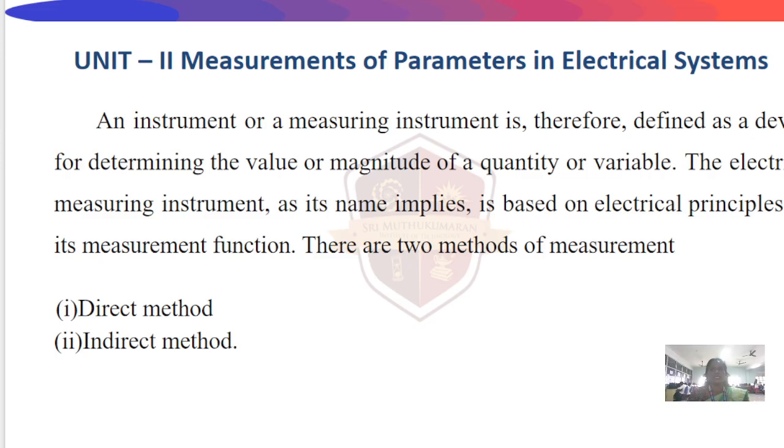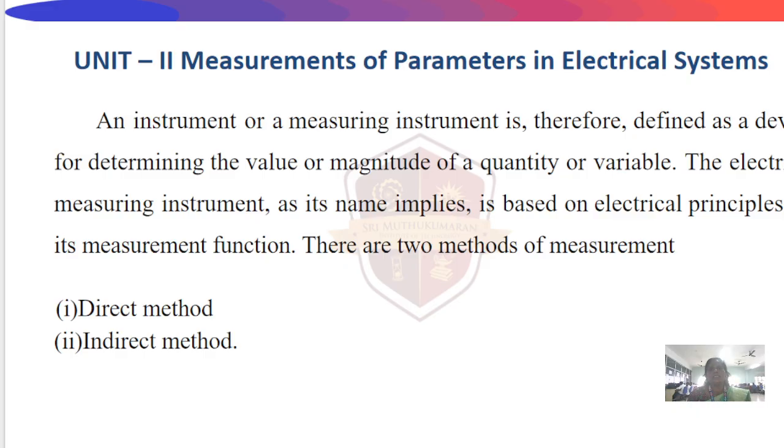Today we are going to discuss Unit 2, measurements of parameters in electrical systems, for the subject measurements and instrumentation. First, let us understand what an instrument. An instrument is simply a device used to measure the magnitude or value of a physical quantity. When we talk about electrical measuring instruments, these devices work based on electrical principles to measure quantities like current, voltage, power, and energy. There are two basic methods of measurements: direct method and indirect method.